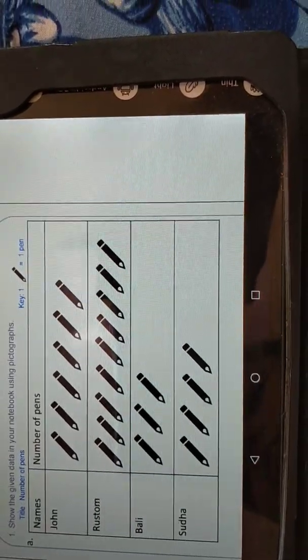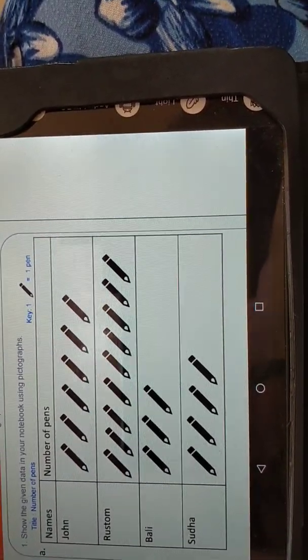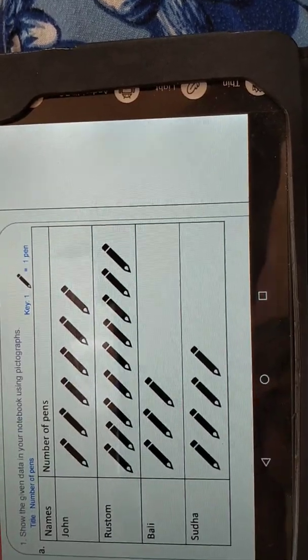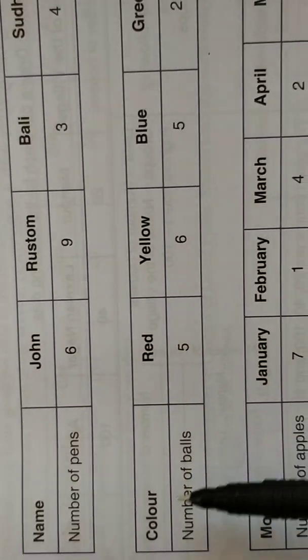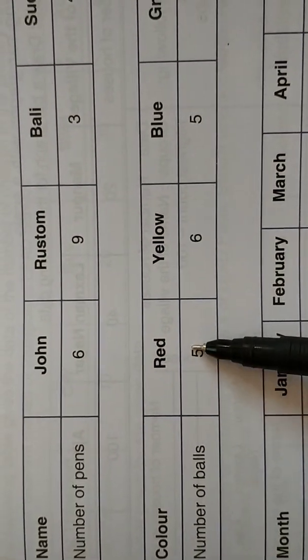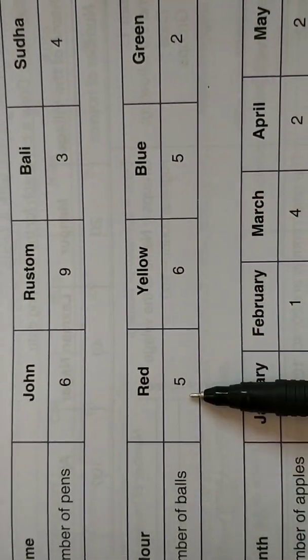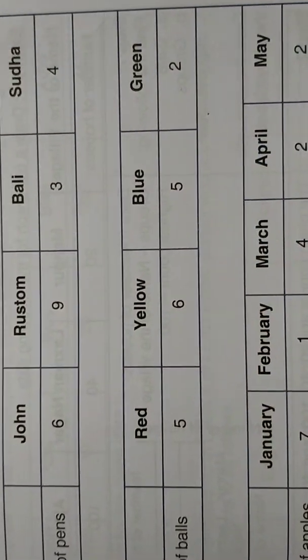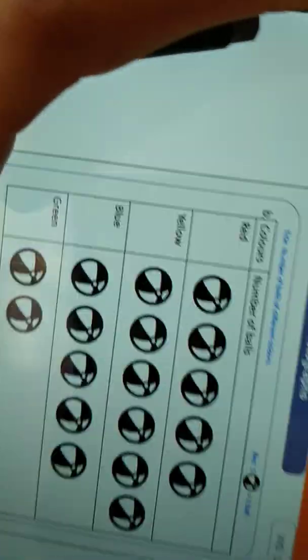Okay students, I hope your work is complete. Now we'll start next. Now see, next: number of balls, red, yellow, blue and green. So in that, now look at this.